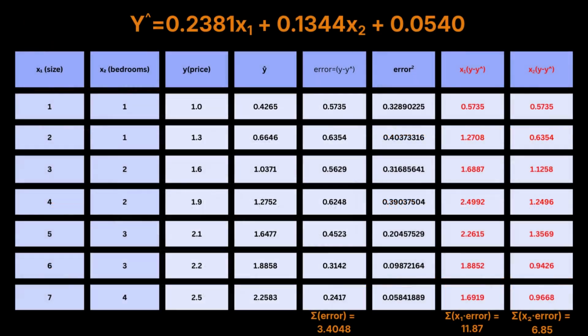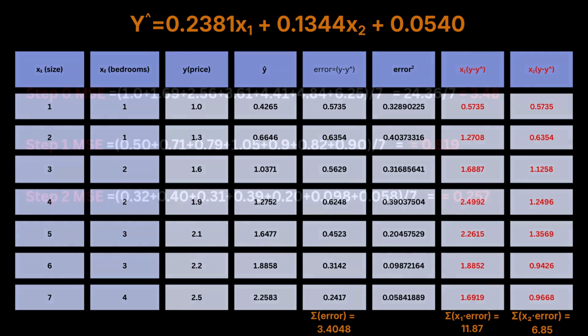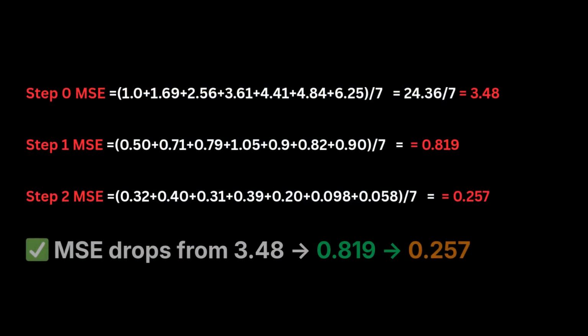Now we repeat the same thing one last time. Make new predictions, compute errors, and calculate the new MSE. This is the moment of truth. Did the second step improve the model again?